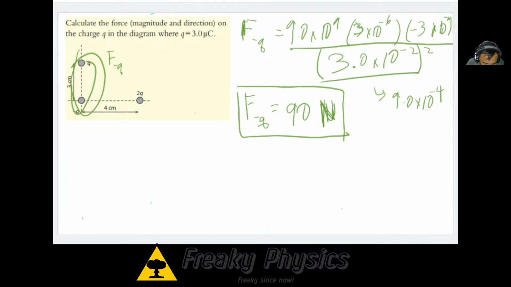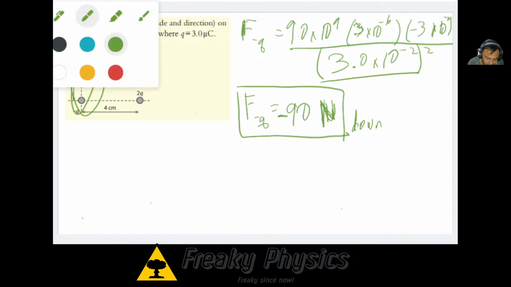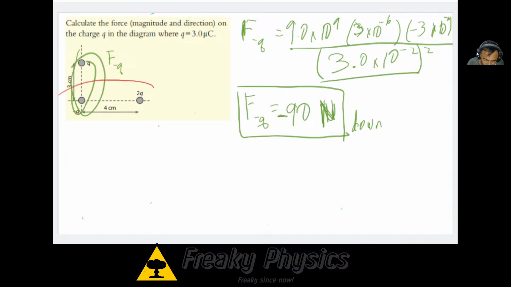And let's just put the direction in. This is down, right? I got negative 90 though, which is fine, since we do have a negative sign in there. Let's just put that negative in there. It's fine either way, right? Now we do the second one.